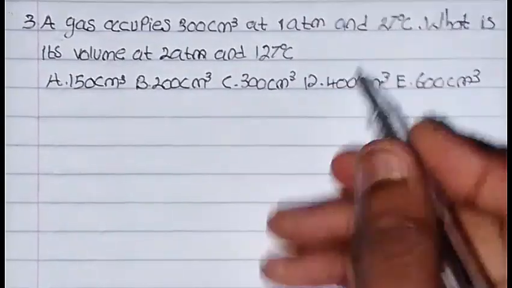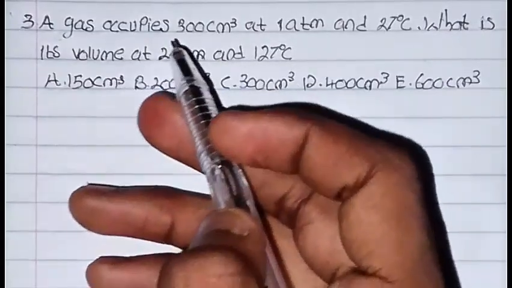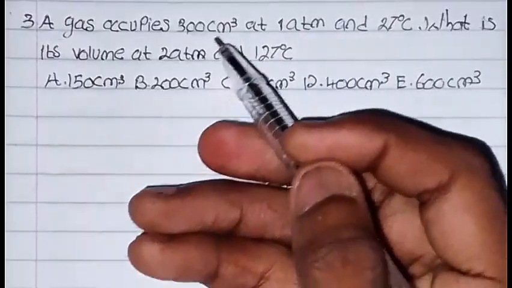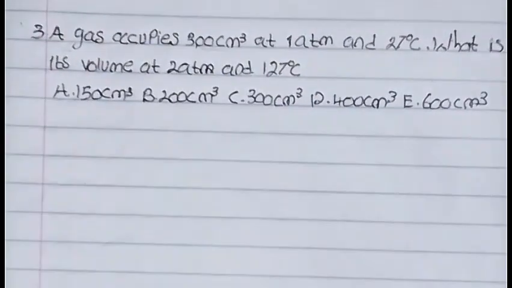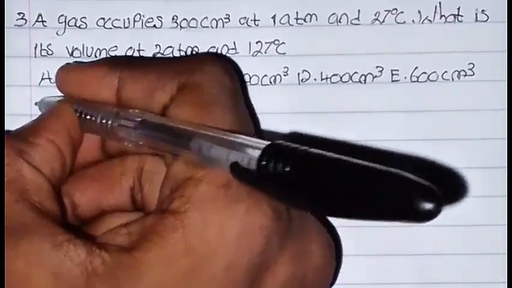Question 3. A gas occupies 300 cm³ at 1 atm and 27 degrees Celsius. What is its volume at 2 atm and 127 degrees Celsius? So if you observe, we are dealing with volume, pressure, and temperature, and what comes to our mind is the general gas equation. So let's write the solution.